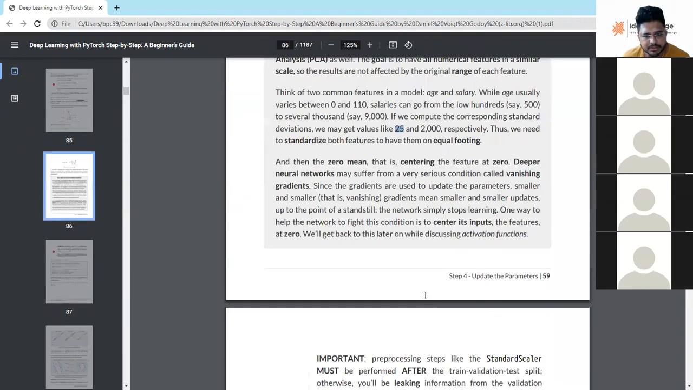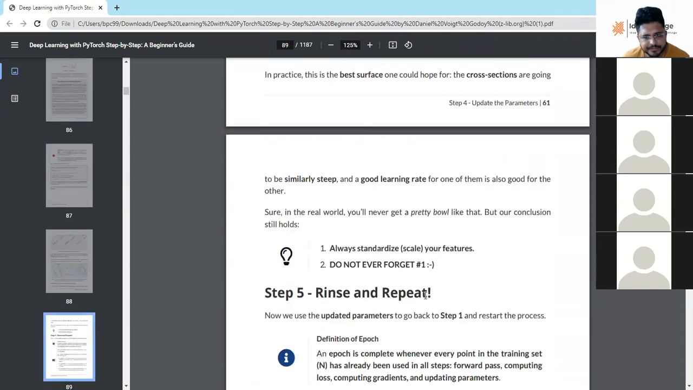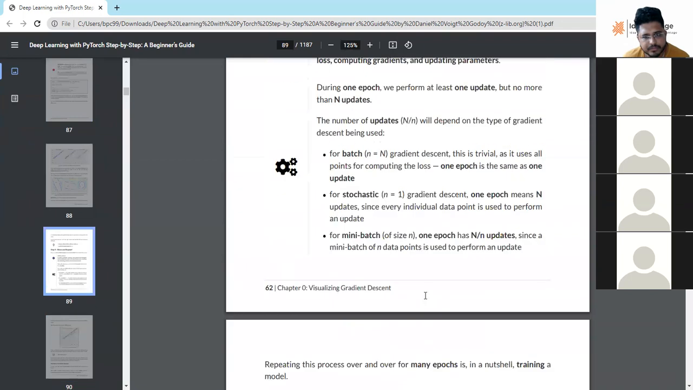Okay, what's more? So this way, centering the inputs means standardizing, right? Standardize, make mean as zero, standard deviation as 1. Okay, so now you understand one point. Who can tell me what is happening here? Gradient descent, stochastic gradient descent, or batch gradient descent?